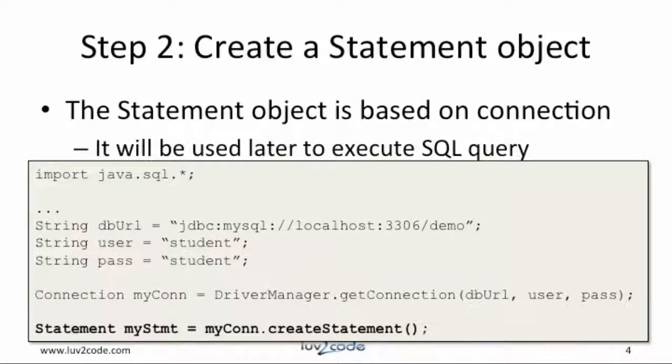Now that we have a connection to a database, we can move on to the next step, creating a statement object. So what we'll do in the code is we'll say mycon.createStatement. This is a basic object that we can use later for executing our SQL query.